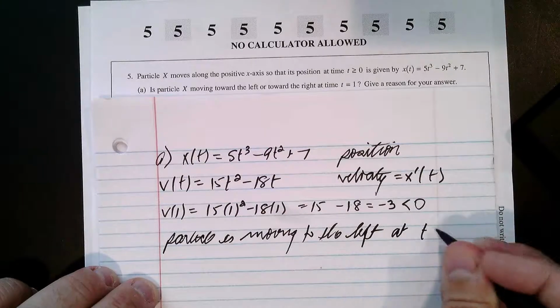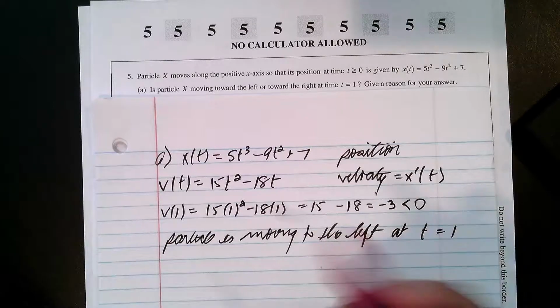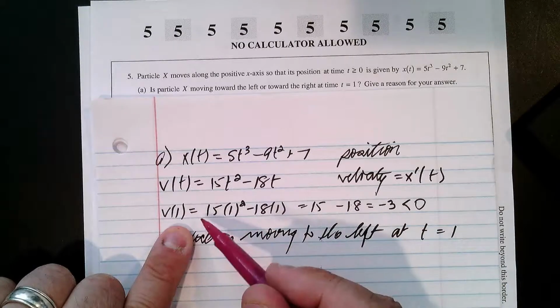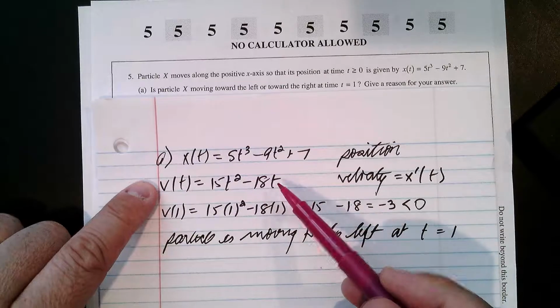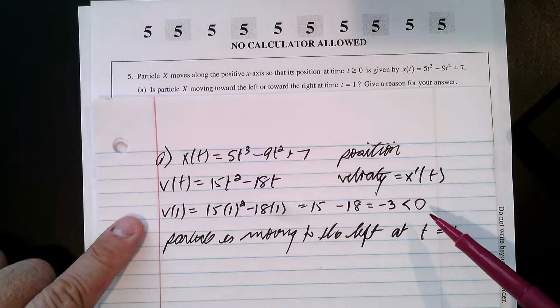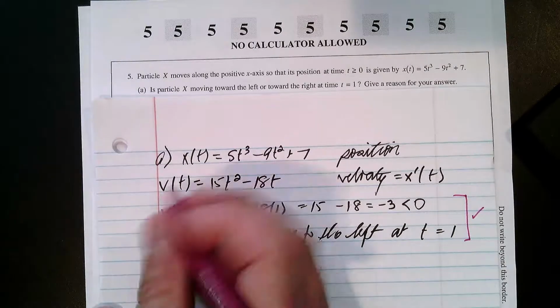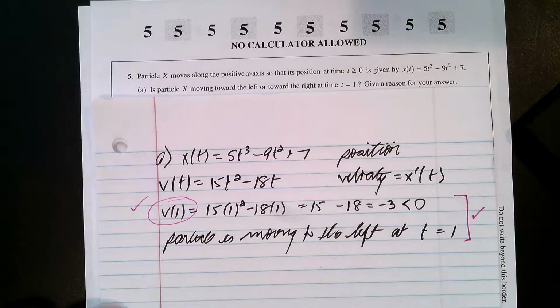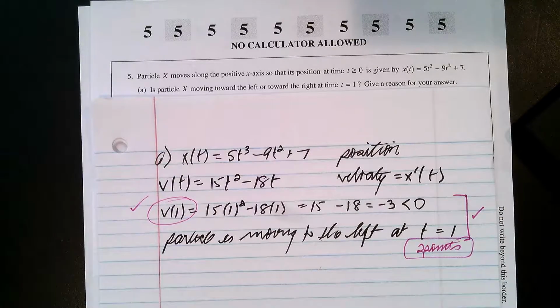So that means that the velocity is going to be 15t squared minus 18t plus the derivative of 7, which is 0. I'm then going to evaluate the velocity at 1. 15 times 1 squared minus 18 times 1. Well, that's 15 minus 18, which is negative 3. What I know from this work is that the velocity at time 1 is negative, which means that the particle is moving to the left.